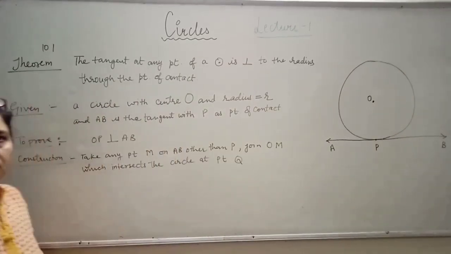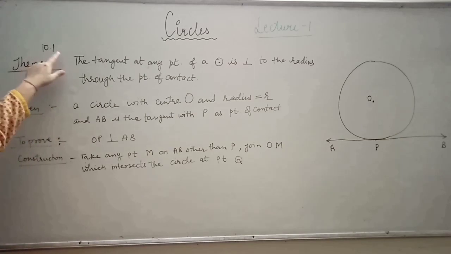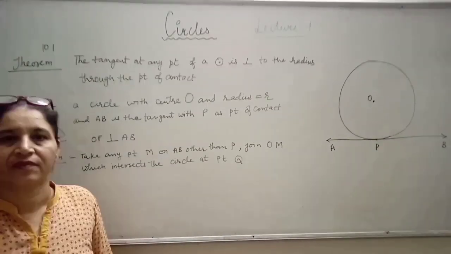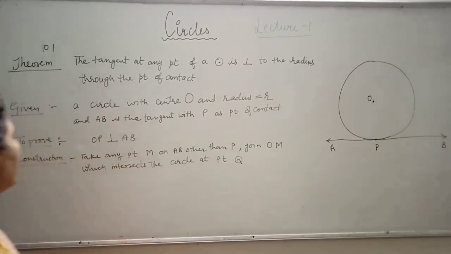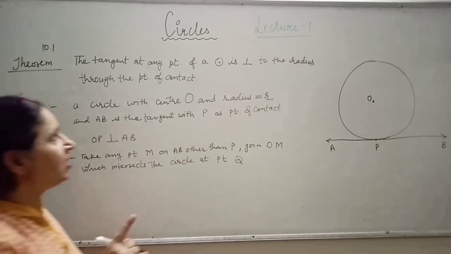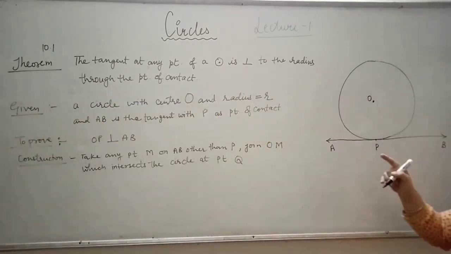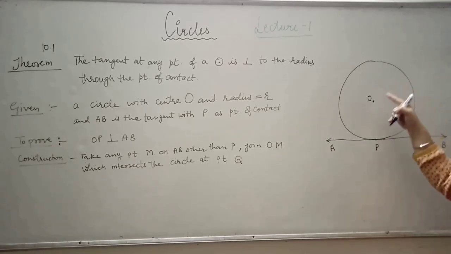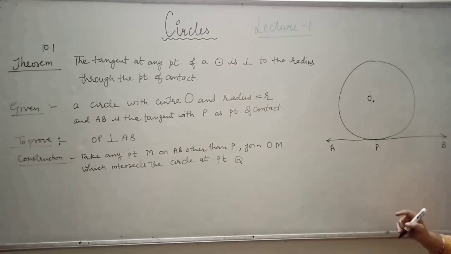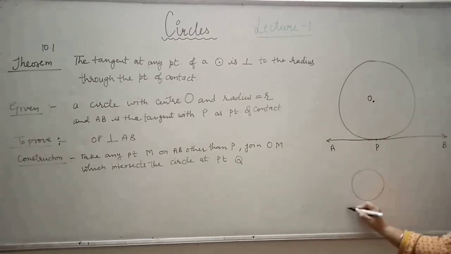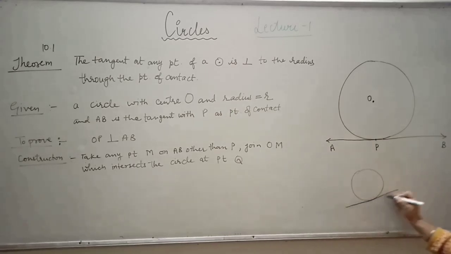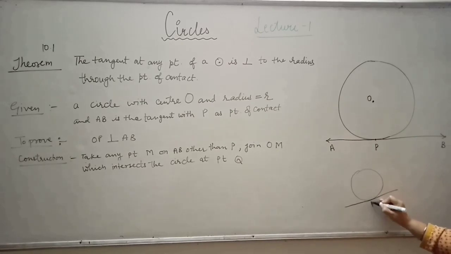So let us do theorem 10.1. According to this theorem, the tangent at any point of the circle is perpendicular to the radius through the point of contact. What does it mean? It means, suppose this is the circle and this is the tangent and this is the point of contact.